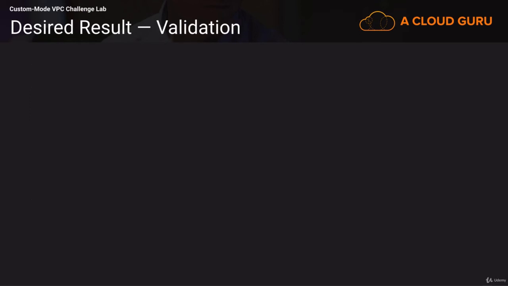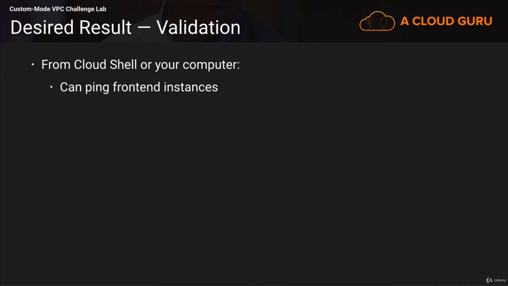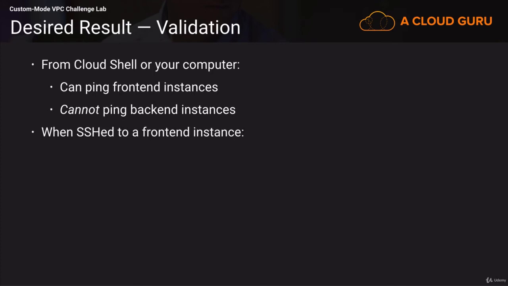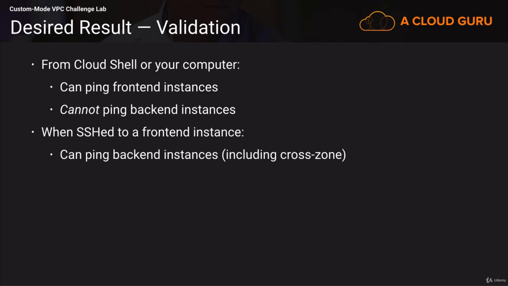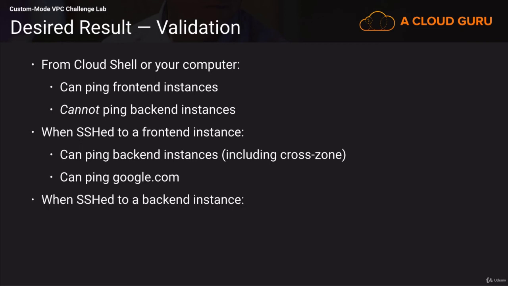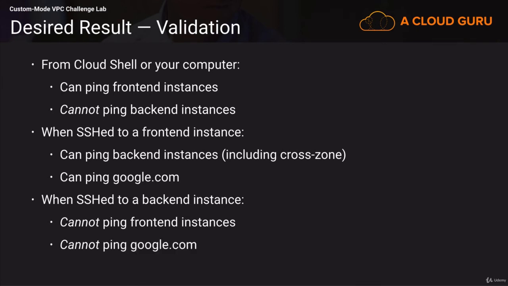Now, in terms of making sure that you've done what you're supposed to here, I'll note that you should be able to ping the front-end instances from Cloud Shell, but you should not be able to ping the back-end instances from there. When you've SSH'd into a front-end instance, you should be able to ping the back-end instances and google.com. But when you've SSH'd into a back-end instance, you should not be able to ping the front-end instances, you should not be able to ping google.com, but you should be able to ping other back-end instances.